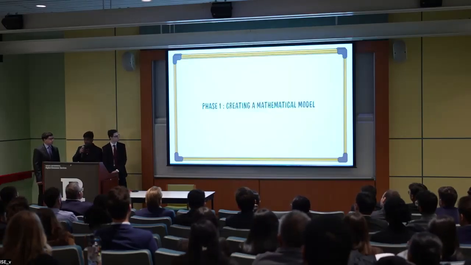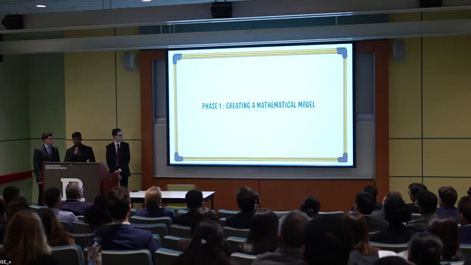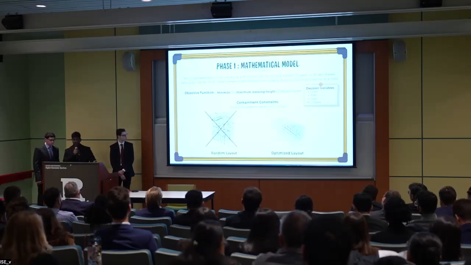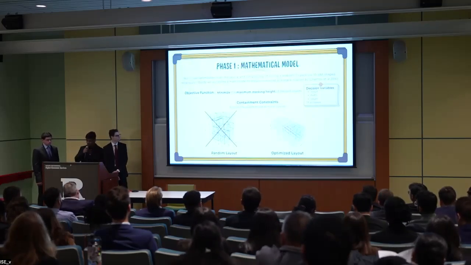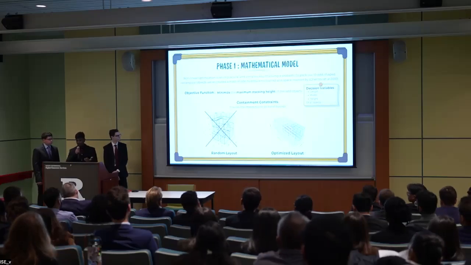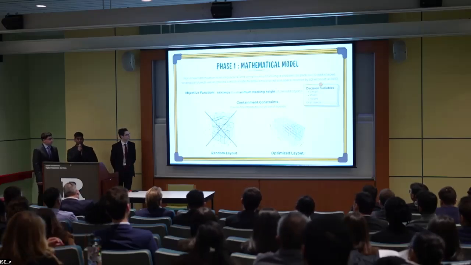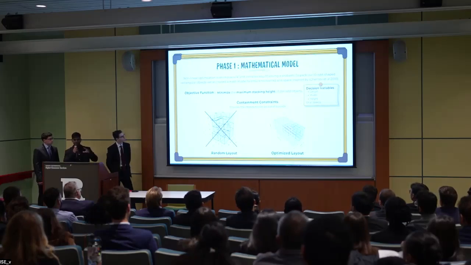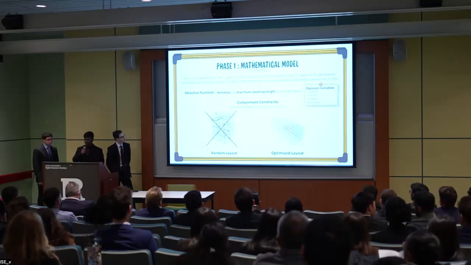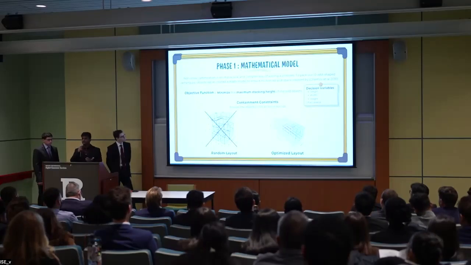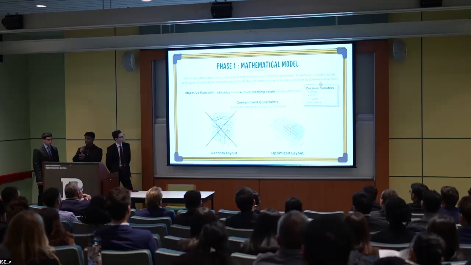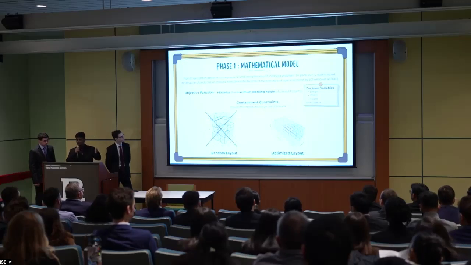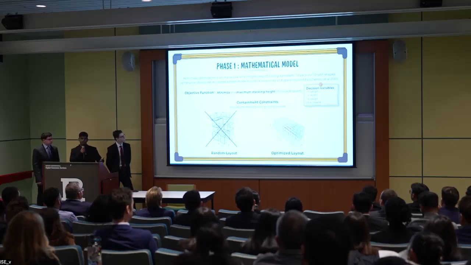Phase 1 is creating a mathematical model. This is where the majority of our time was spent, because we have to make sure our mathematical model is correct and works. We worked with Dr. Yousefian on our model, where we came up with the objective function, which is to minimize the maximum stacking height of all the objects in the packaging box. There are certain constraints we have to make sure are all met, one of them being a containment constraint, which makes sure all the objects are in the box and not outside the box. So we have to tell this to the model to follow.